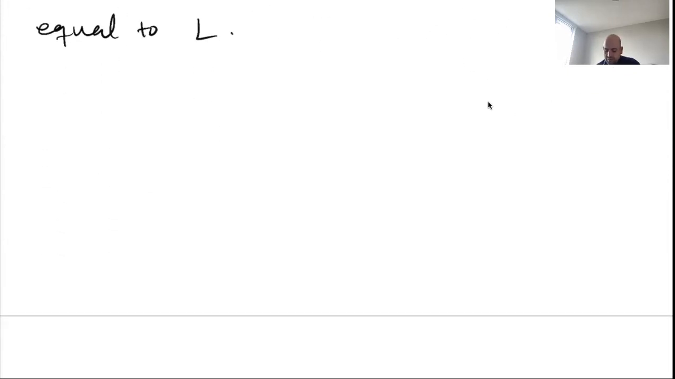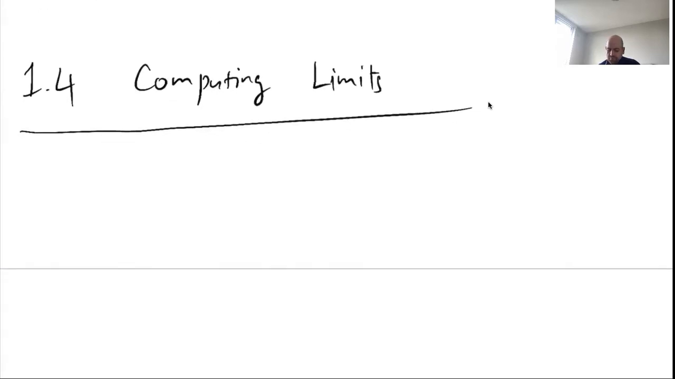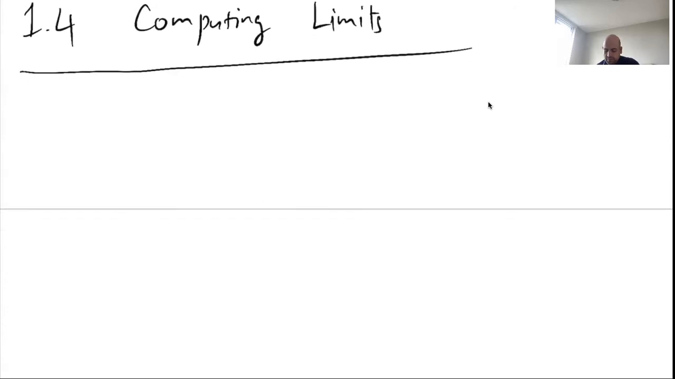All right, so today we want to look at section 1.4, computing limits. So far, to compute the limit of f of x as x approaches a, you have to imagine values of x getting closer and closer to a, look at the outputs and see whether you can find any pattern. Are the outputs getting closer and closer to any fixed number or not?